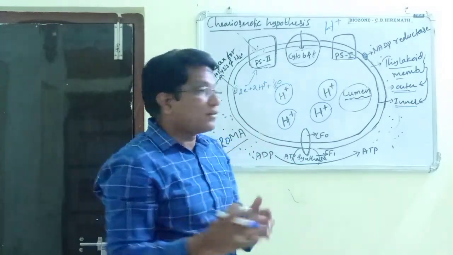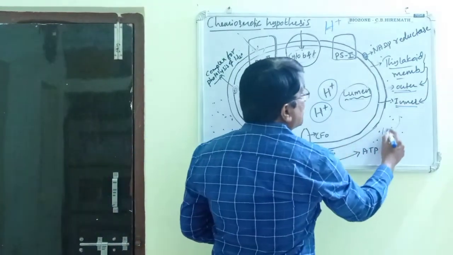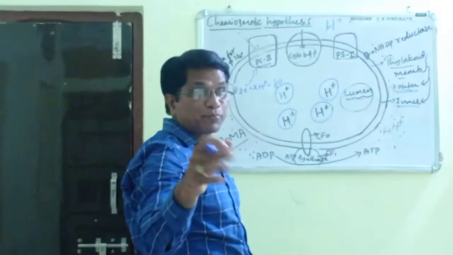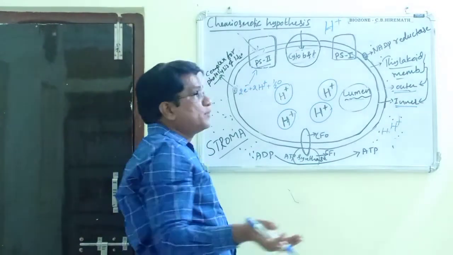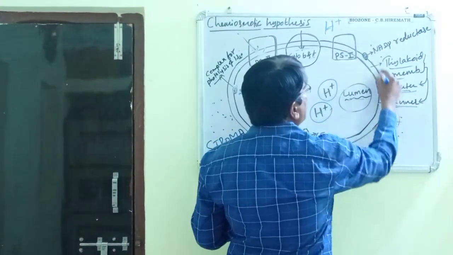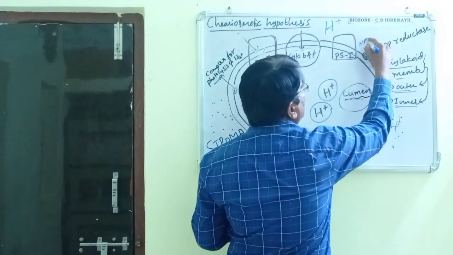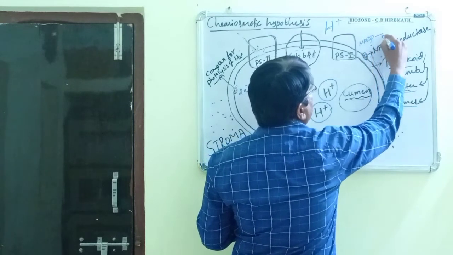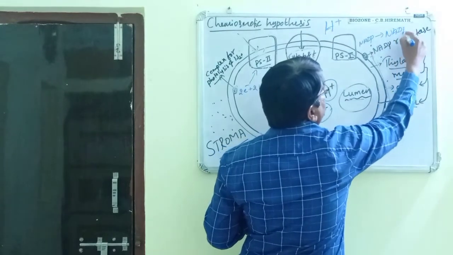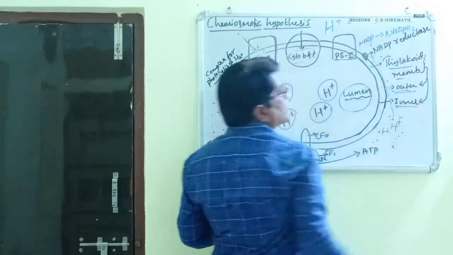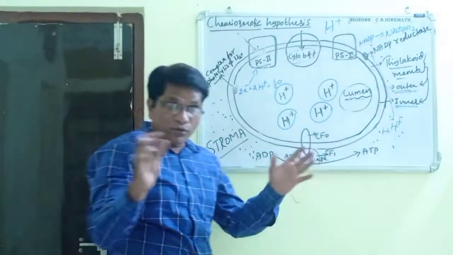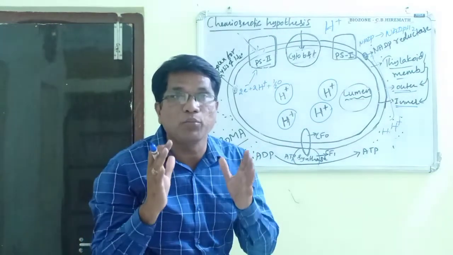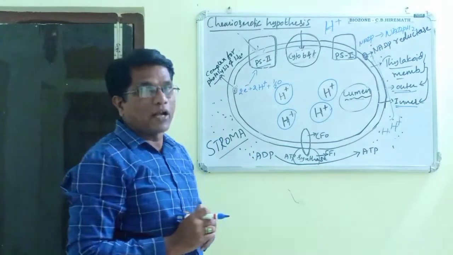So these protons are transported from the stroma to this NADP molecule so as to reduce it to NADPH2. Because of these reasons, a greater number of protons get accumulated in the lumen of the thylakoid.